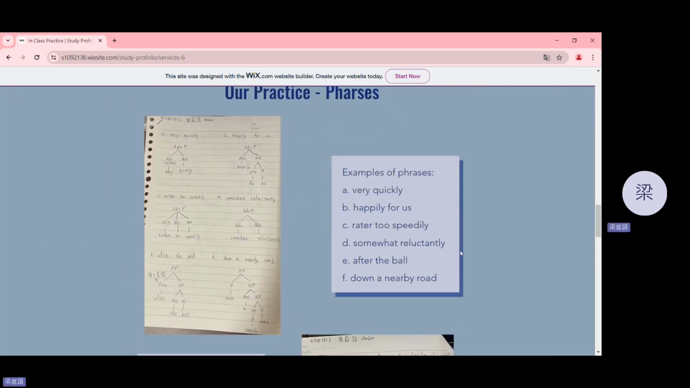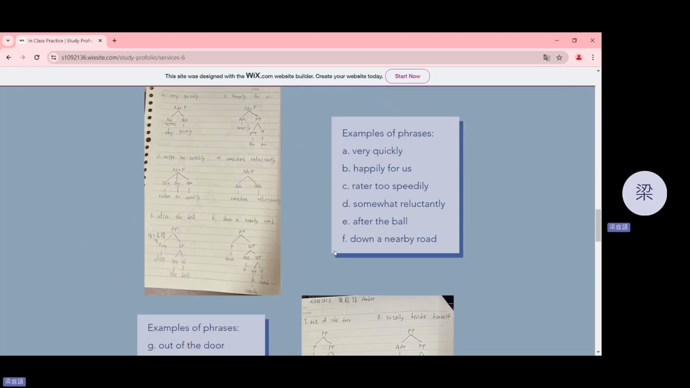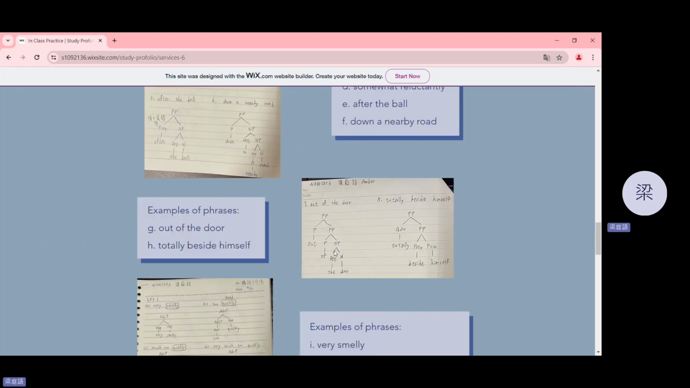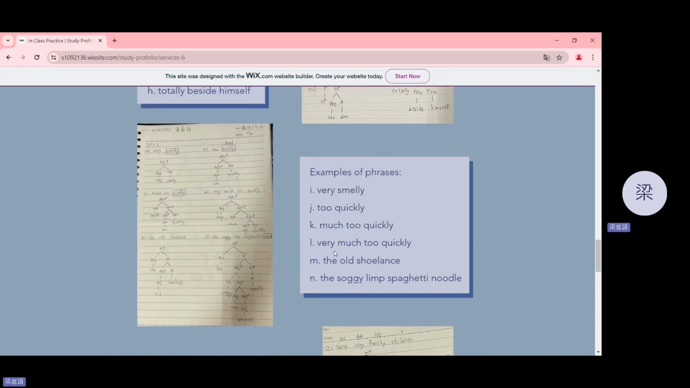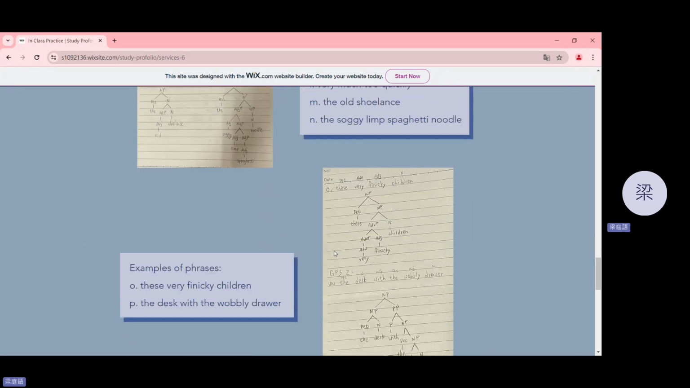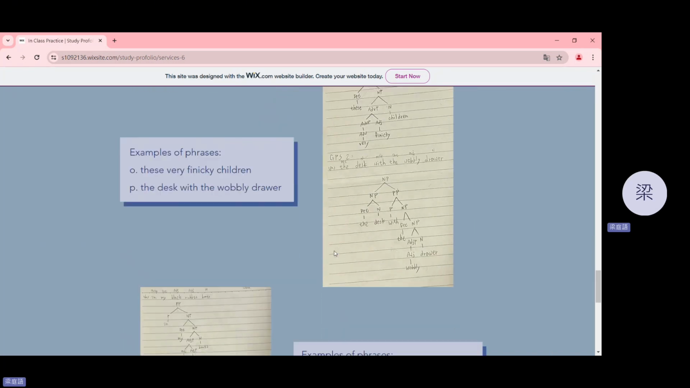And these are examples of phrases such as A. Very quickly. B. Happily for us, and so on. We also analyzed their structures, then put them into a syntactic tree diagram, as in the figure on the left side. And the following are all in the same pattern as the examples of sentences. And these are phrase examples.